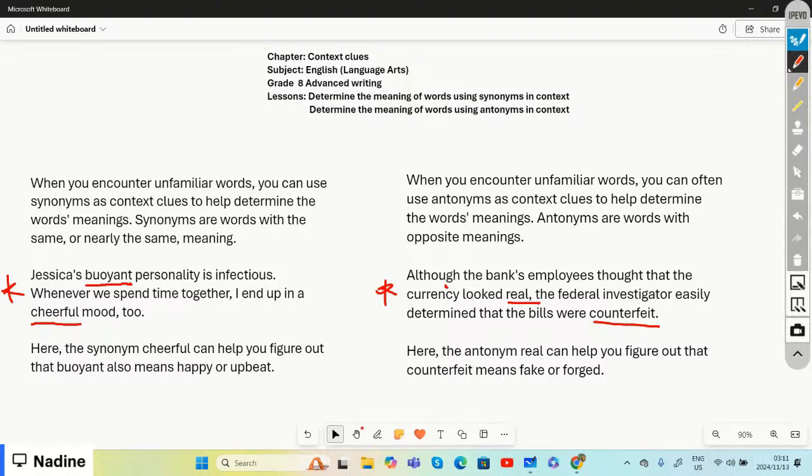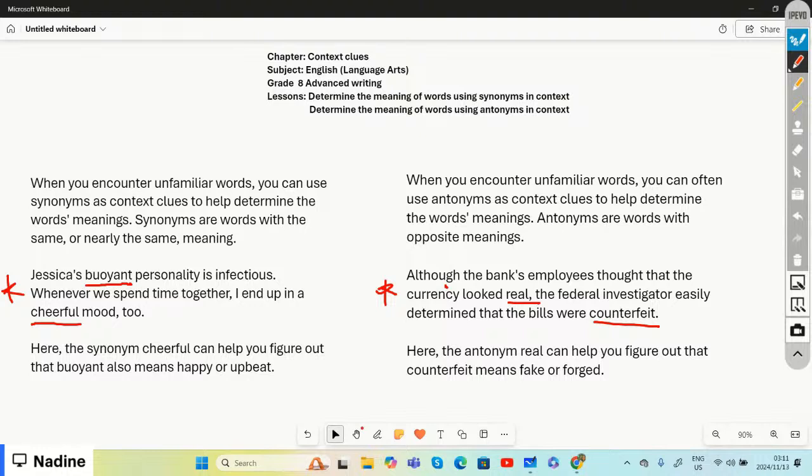All right. So when it comes to synonyms, within the sentence we're going to choose the words that are similar in meaning, and that is how we're going to look at the words that will give us the context of the text and how we will be able to find out what the meaning of these words are based on the context of the text.